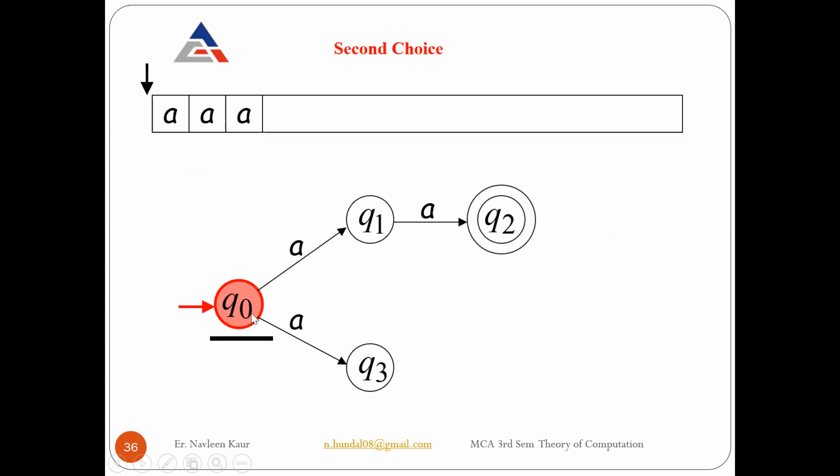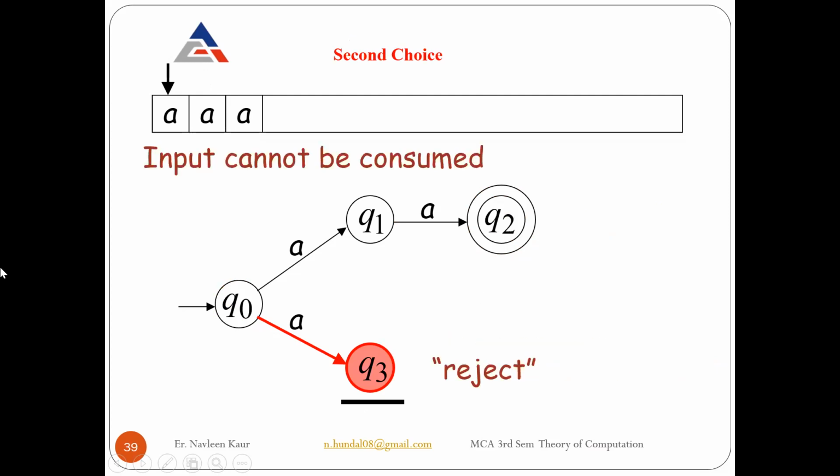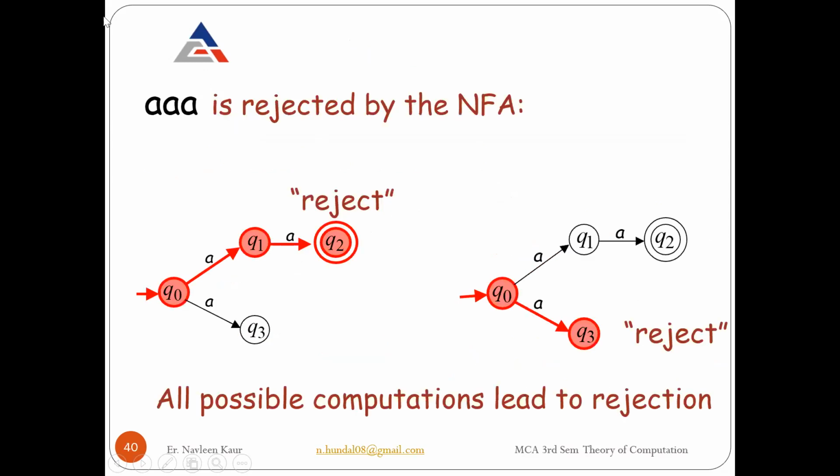The other scenario, I am here at Q naught, I want to consume it. I have used this path now, Q naught to A, you have reached Q3. Again, you still have two things left. Your automaton will hang, your input is not consumed fully, so it will be considered rejected. So with the triple A, both scenarios will reject it. All possible computations lead to the rejection of it. If you follow this path, although you reached the final state, one A is not consumed. If you follow this path, two A's are not consumed and you are also not in the final state. So both computations are rejected.